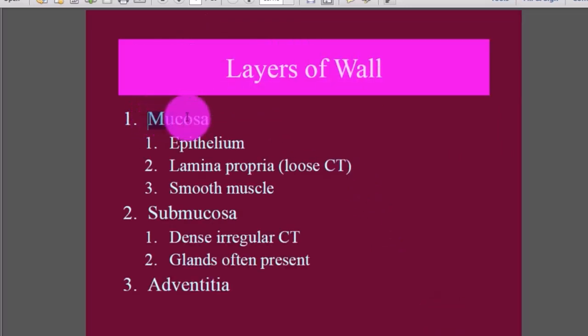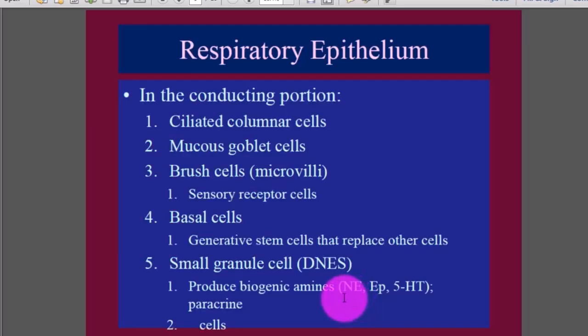Layers of the wall: mucosa, epithelium, lamina propria, smooth muscle; submucosa, dense irregular connective tissue, glands often present; adventitia. Respiratory epithelium in the conducting portion: ciliated columnar cells, mucous goblet cells, brush cells with sensory receptors, basal cells, which are generative stem cells that replace other cells, and small granule cells that produce biogenic amines, paracrine and endocrine.